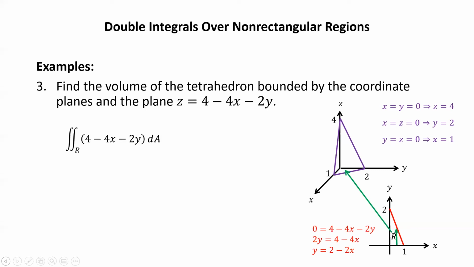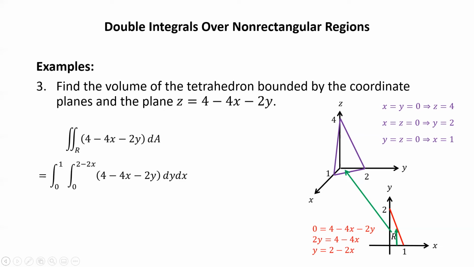This one could be done either as a type 1 or a type 2 region. By default, I'll usually do type 1 if there's no reason not to. We're going to take the double integral over the region R of 4 minus 4x minus 2y dA. Remember that the main geometric interpretation of a double integral is to compute a volume, the volume that's below a surface and above a region. The surface that we're below here is z equals 4 minus 4x minus 2y, and the region that we're above is the region drawn in the xy plane on the lower right of the slide here.